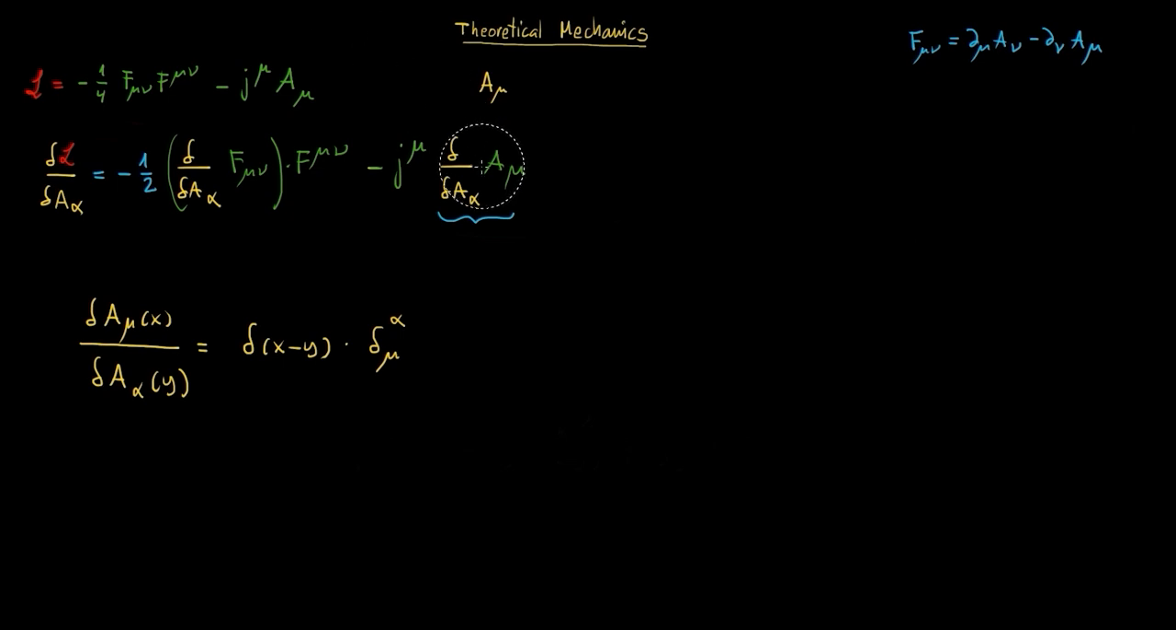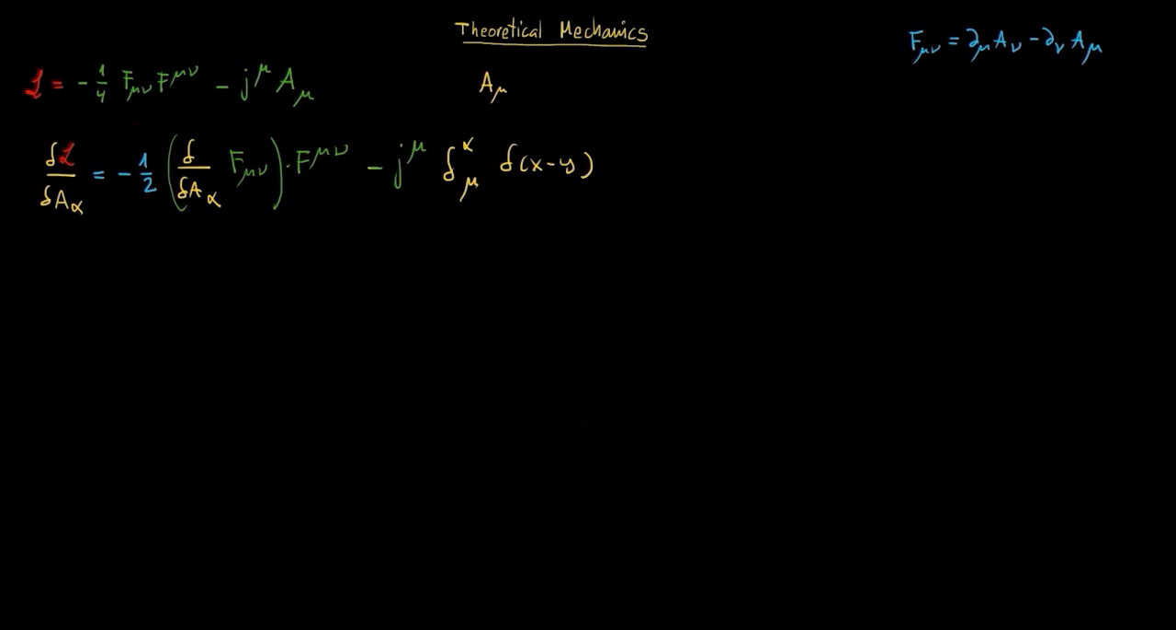So if we substitute here, delta alpha mu delta x minus y, the only thing we must do now is to calculate this and substitute. So let's do it. The functional derivative with respect to A alpha of y of F, but F is partial mu A nu of x minus partial nu A mu of x.